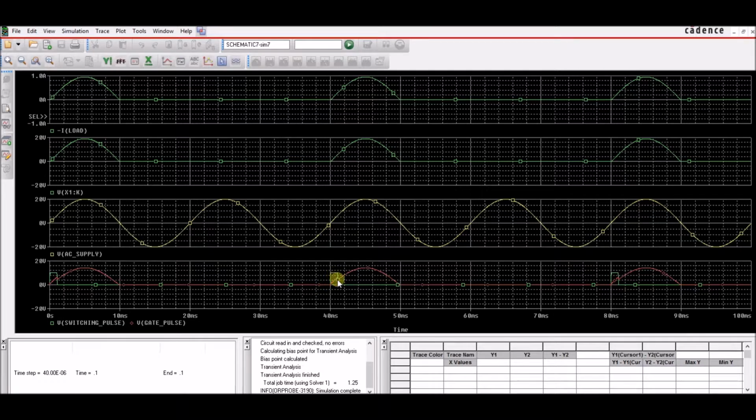So if you skip this, probably at this point, then the output will be 0 until the two pulses are skipped, or two waveforms are skipped.